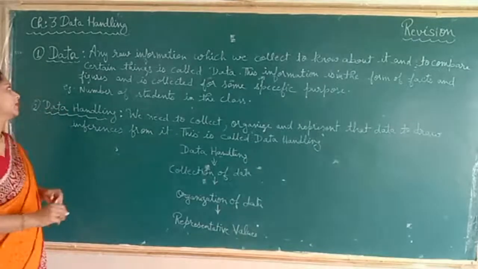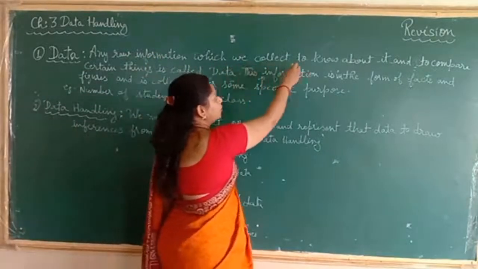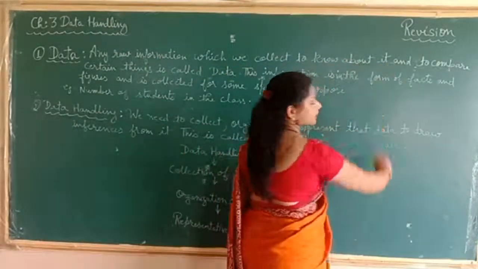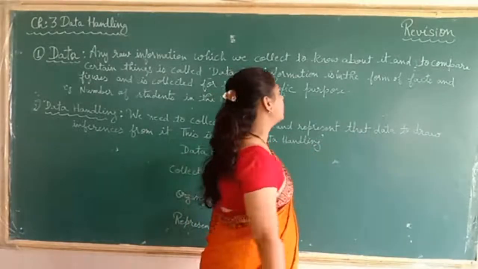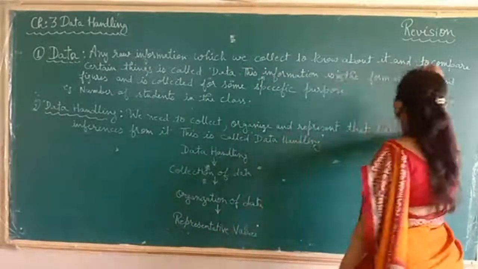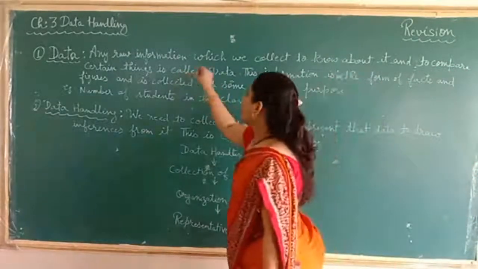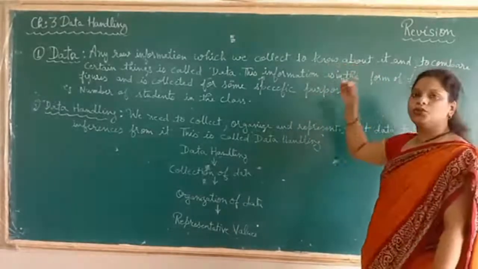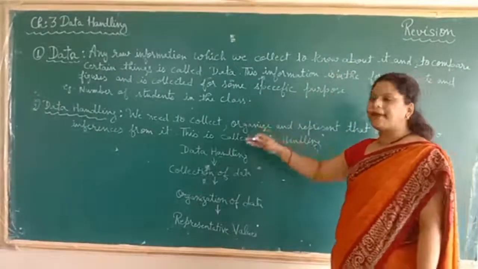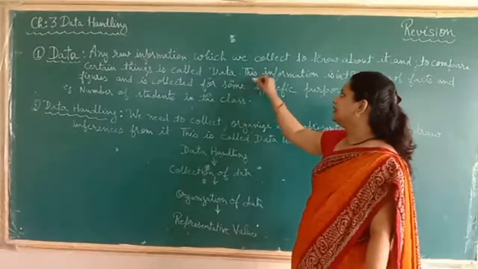ये data क्या होता है? Any raw information which we collect to know about it. Any raw information which we collect to know about it and to compare certain things is called data. Here we have to collect to know about that and compare these things. So those things are known as data.